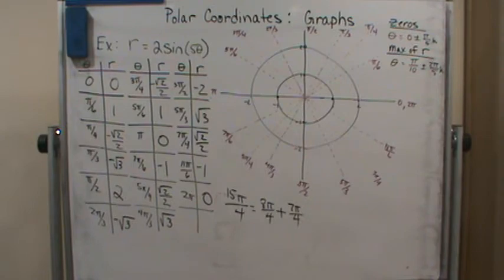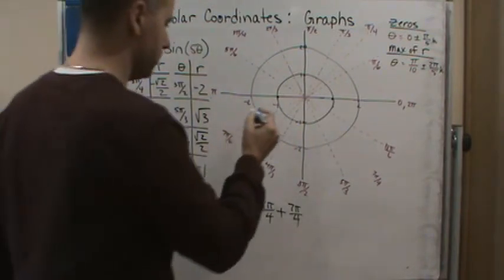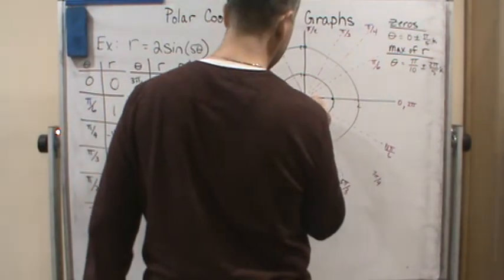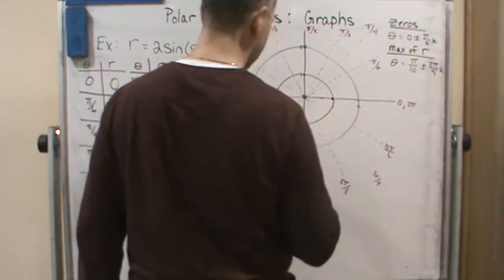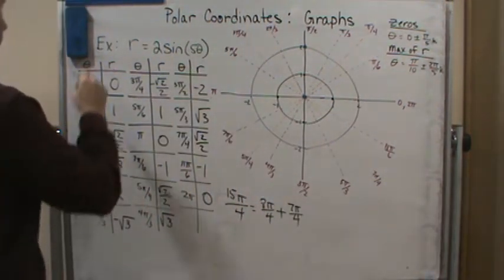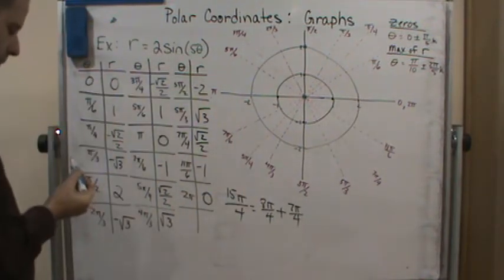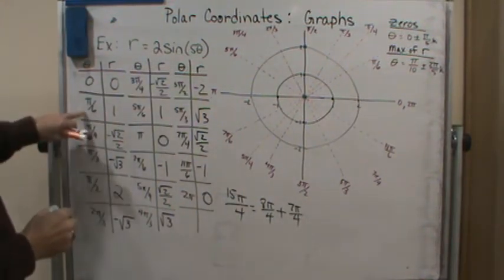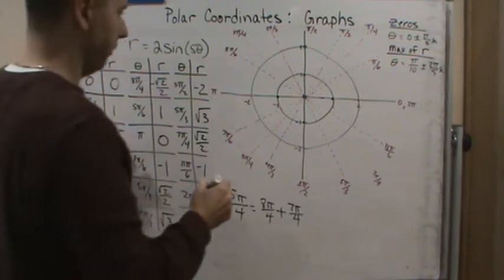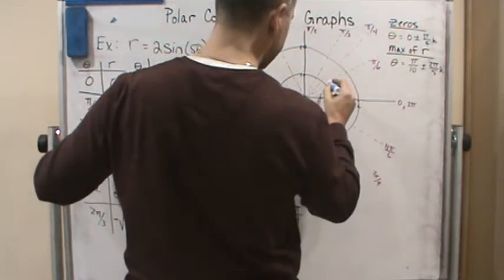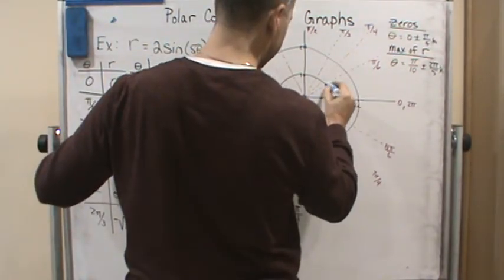Now, okay, let's graph these points. Okay, we got 0, 0. We're going to have a 0 there. Pi over 6 is 1. So pi over 6, it's going to be 1.